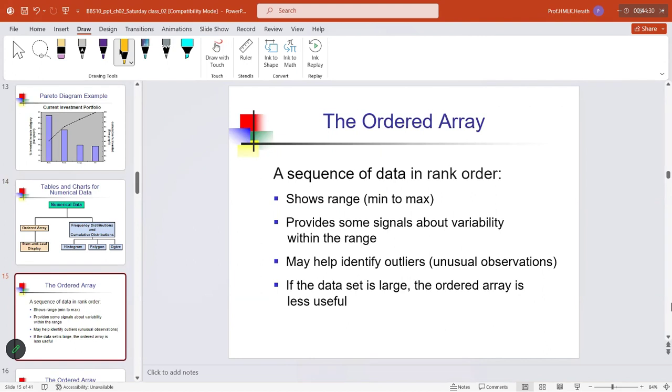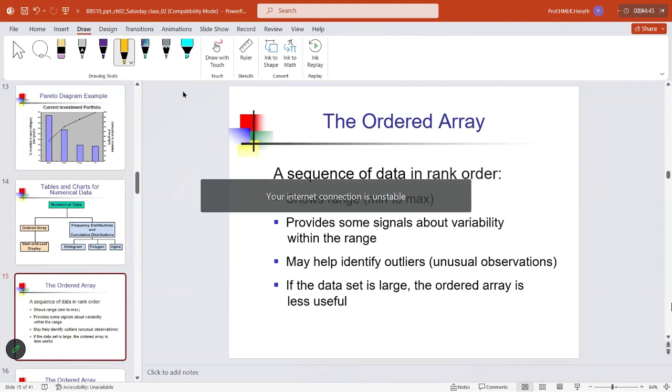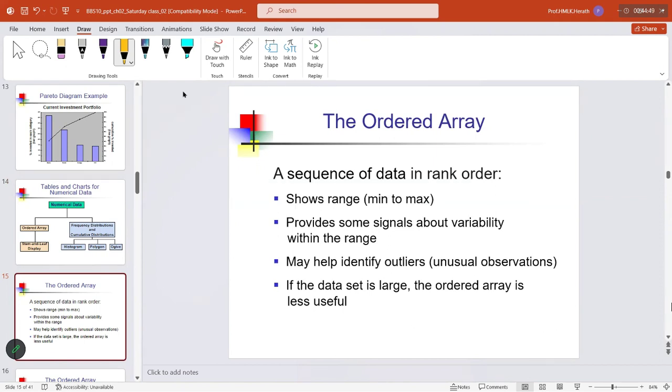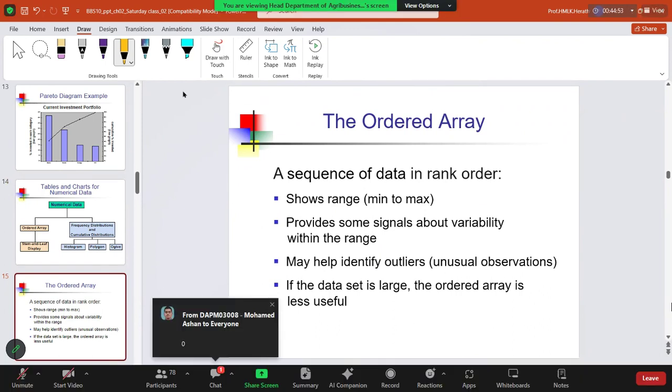So can we use an ordered array with qualitative data? If yes, put 1. If no, put 0 in the chat box. Let me give you some more time. Please listen to this and give your answer.